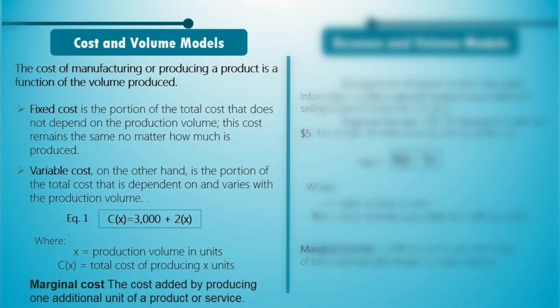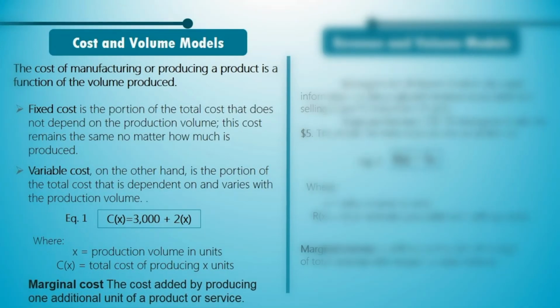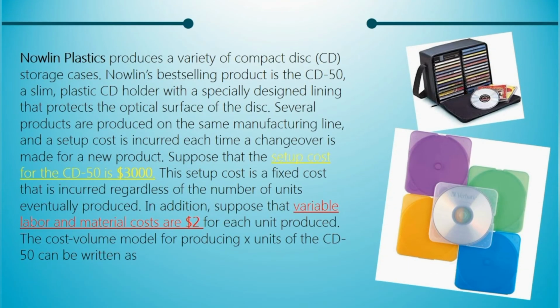On the other hand, the variable cost is the portion of the total cost that is dependent on and varies with the production volume. The variable costs are tied to the amount you produce or sell. They might include raw material for a manufacturer or the cost of goods sold for someone in sales. From the Nolan Plastics example, we are given two costs, the $3,000 and the $2. So we will just identify the marginal cost. By the way, the marginal cost is the cost added by producing one additional unit of a product or service.